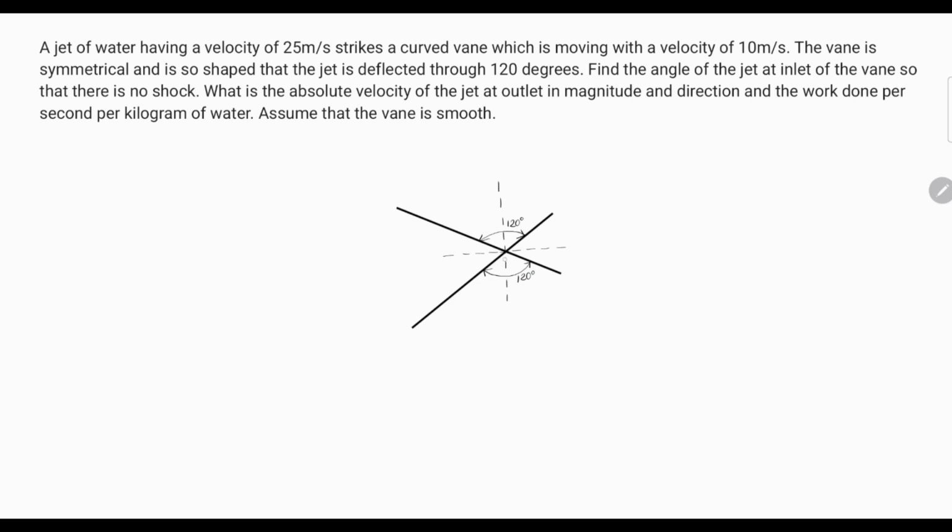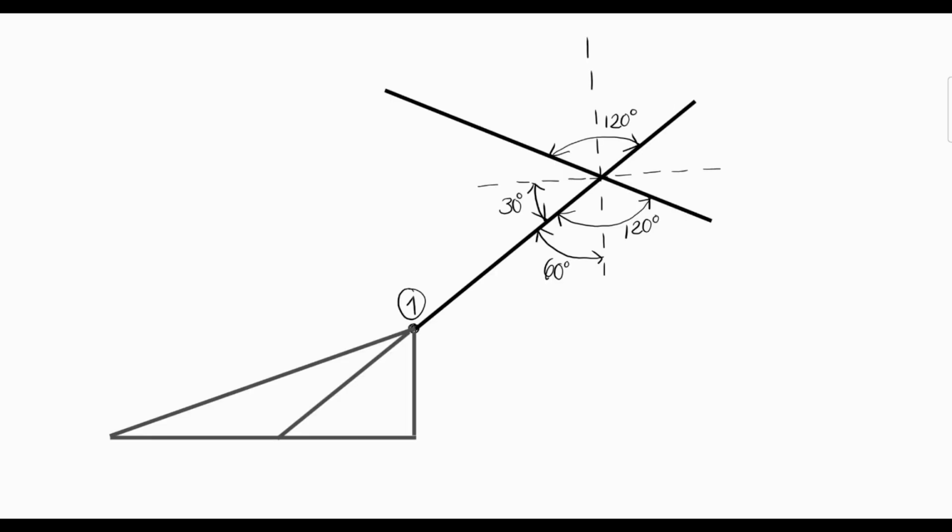And kung hatiin natin yung 120 degrees sa gitna with respect sa ating y-axis, angle of this one is 60 degrees. And ang angle na to, kung ito ay 60 degrees, angle na to ay 30 degrees. Because this is a right angle, so 90 degrees. 90 minus 60 is 30. So ngayon, if this is our point 1, ito yung ating mga velocities at point 1.